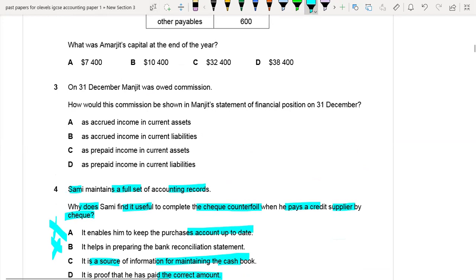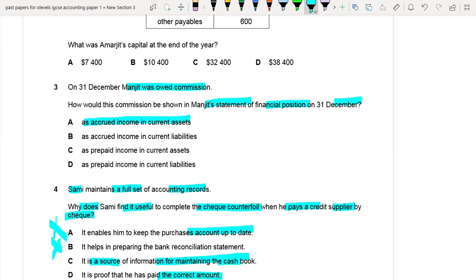Question number 3. On 31st December, Manjeet was owed commission. So how would this commission be shown in Manjeet's statement of financial position on 31st? If Manjeet was owed commission, what does it mean? It means there is some commission income which Manjeet has to receive from the customer, but he didn't receive it yet. So this would be accrued income, recorded in the current assets. So this is the right option.